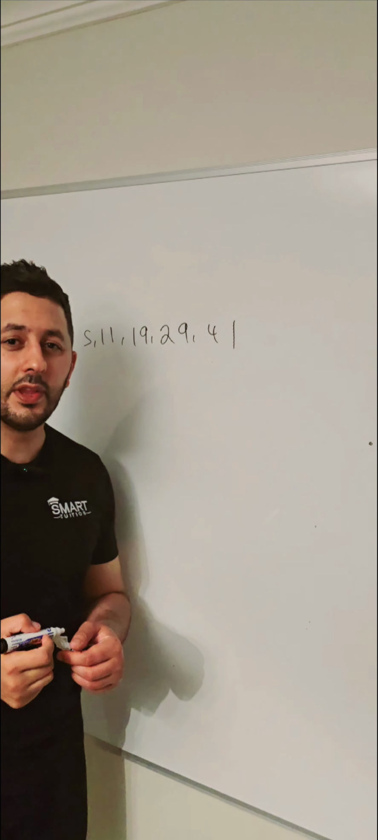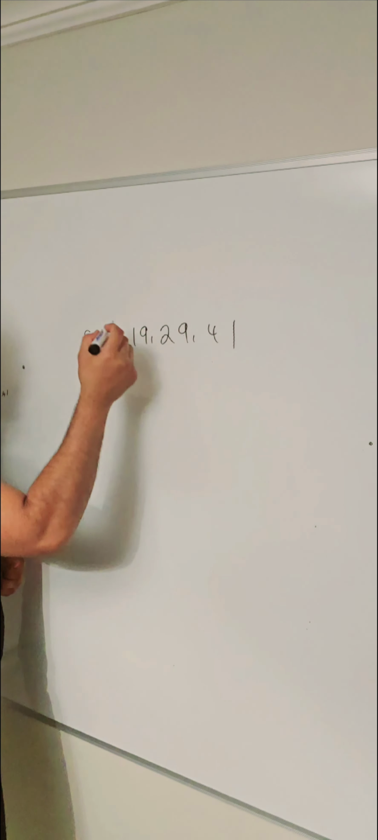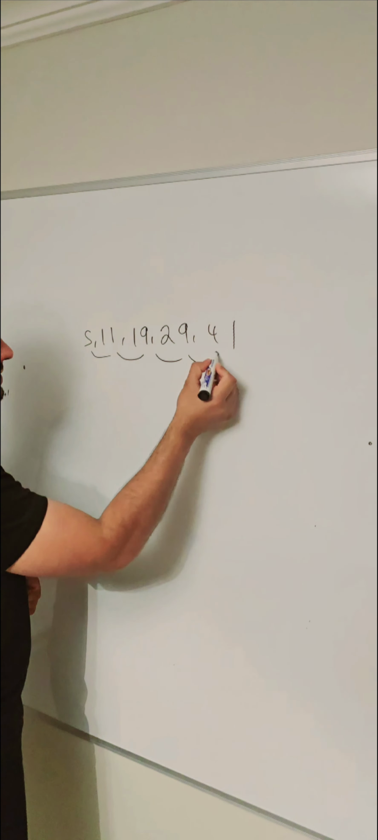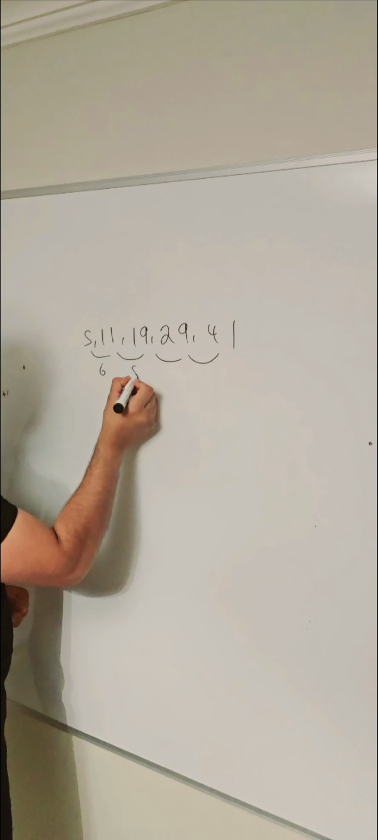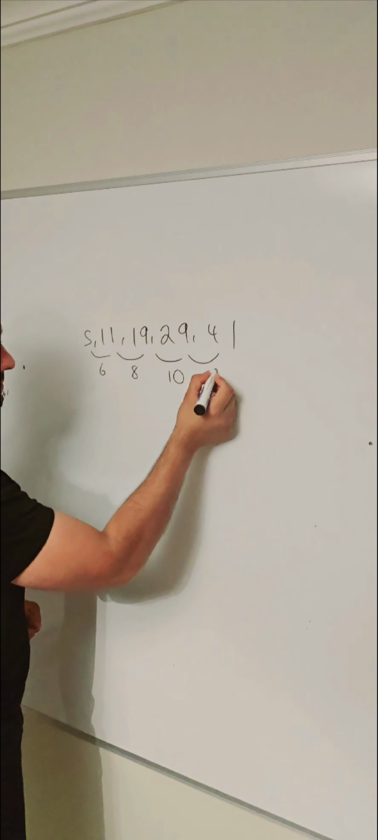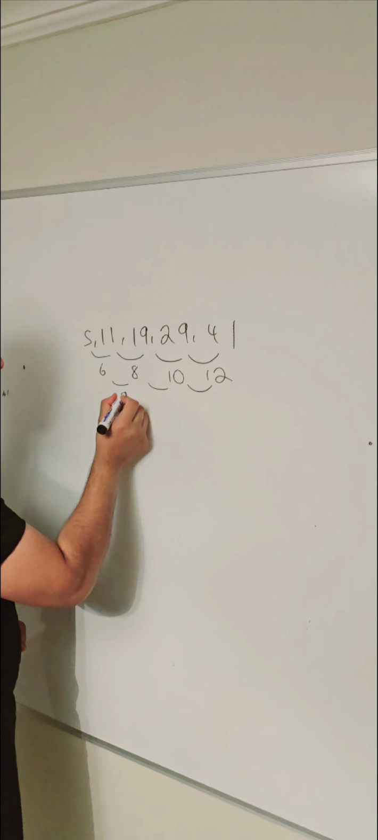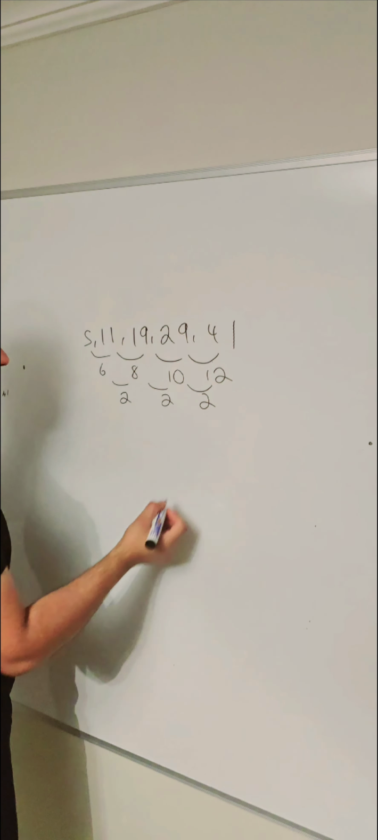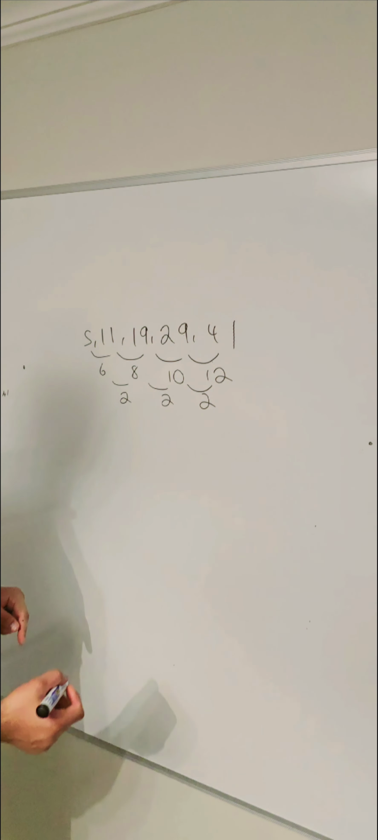Okay, so I've got the numbers 5, 11, 19, 29, and 41. These are my terms. I always start off by finding the first difference. So I've got a difference here of 6, 8, 10, and 12. After identifying the first difference, find the second difference. Second difference here, guys, is 2. Now, what you've noticed about your second difference is that each number is the same.